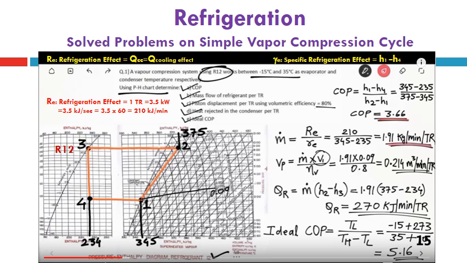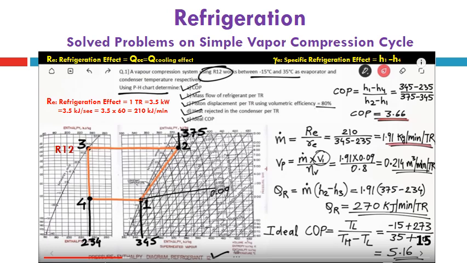Piston displacement can be estimated using the equation: piston displacement Vp equals m dot refrigerant multiplying by the specific volume of state 1, dividing by the volumetric efficiency, which is stated equal to 0.8. Using this equation, 1.91 multiplying by 0.09 divided by 0.8, we get that the displacement volume of this compressor is equal to 0.214 meter cube per minute per ton.